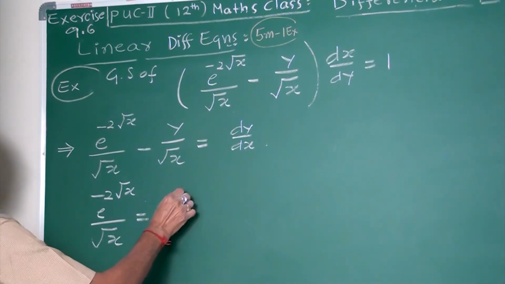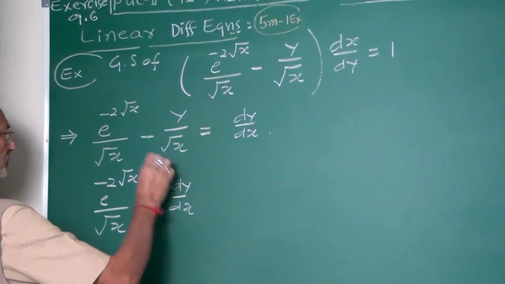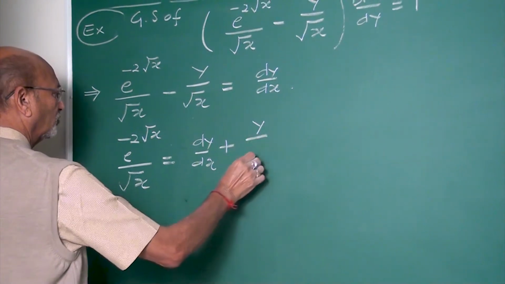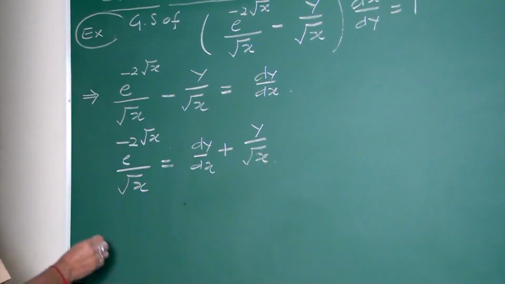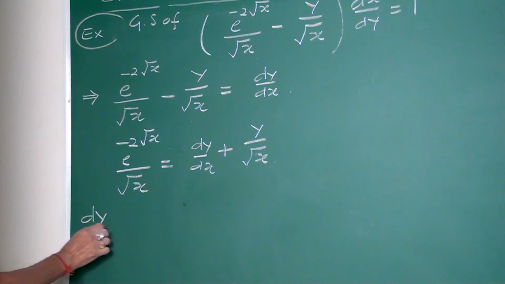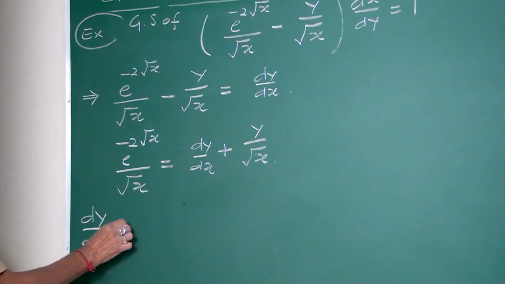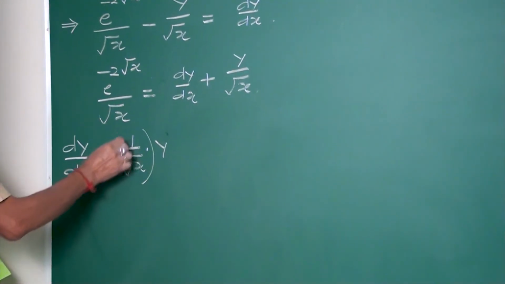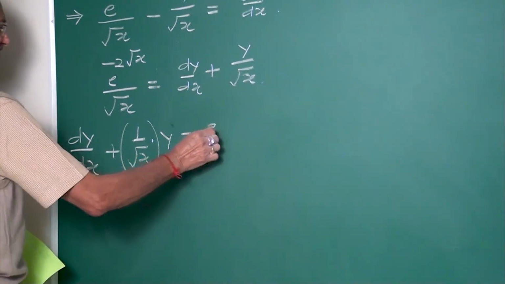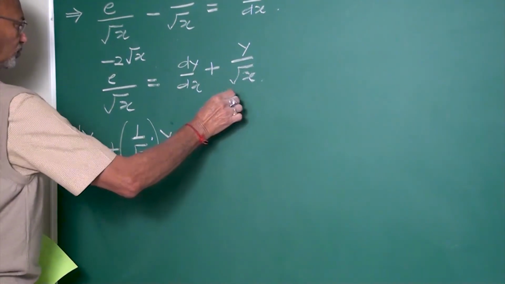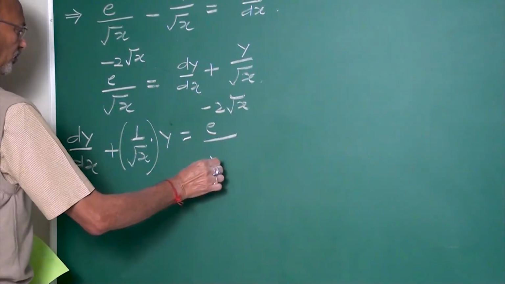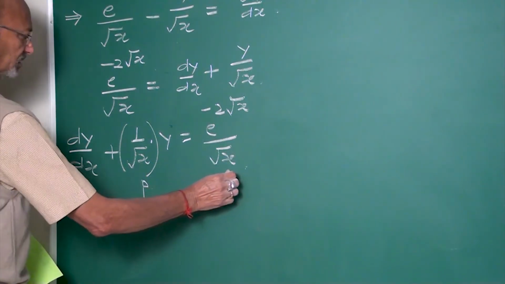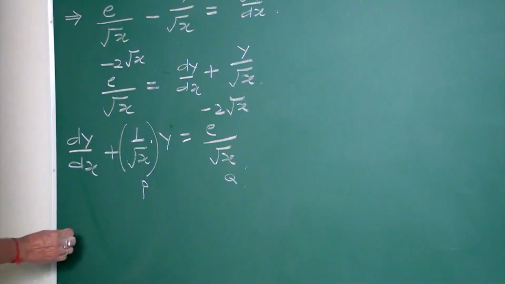Equal to dy by dx; minus becomes plus, y upon root x. Write it in the standard form: dy by dx plus 1 by root x into y. This is P. Equal to e to the power minus 2 root x upon root x. This is Q.